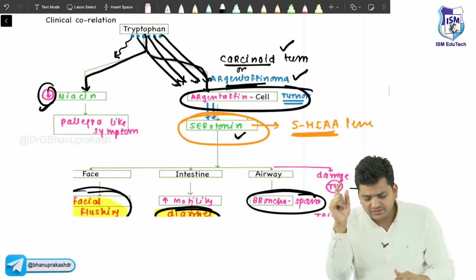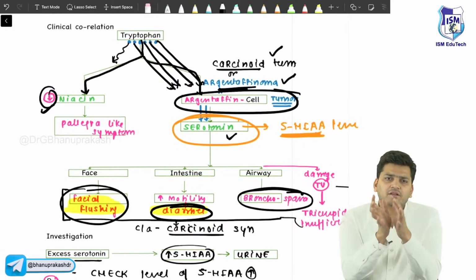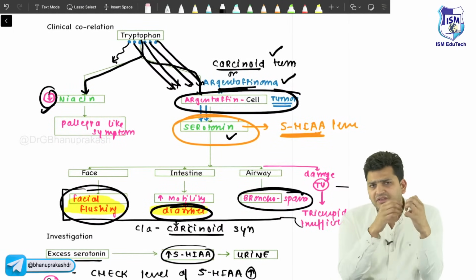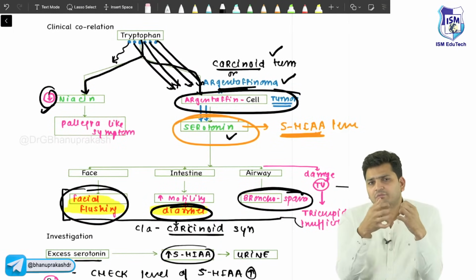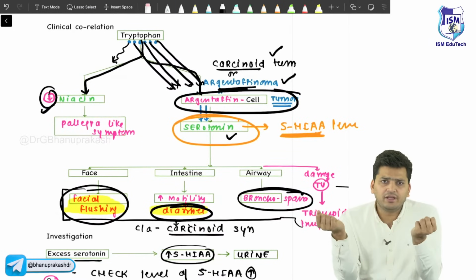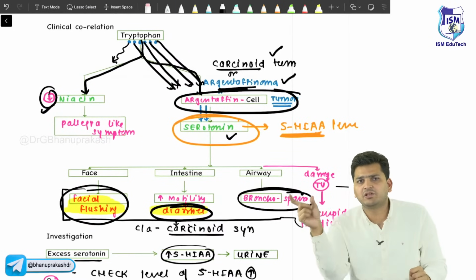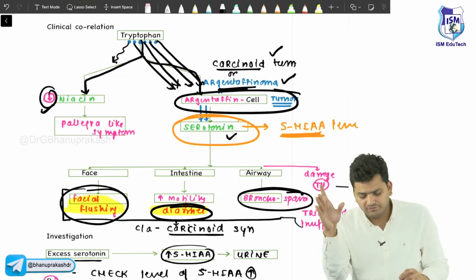Then we have discussed that the tryptophan also converts into serotonin. If excess serotonin is getting made, this is called carcinoid. In that, the patient will have diarrhea with flushing, carcinoid.